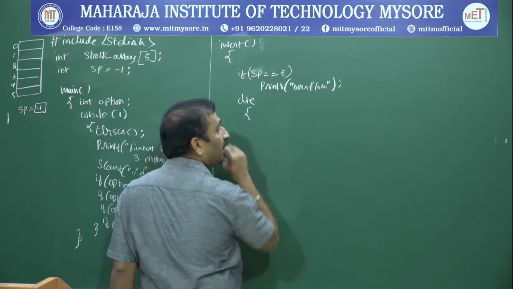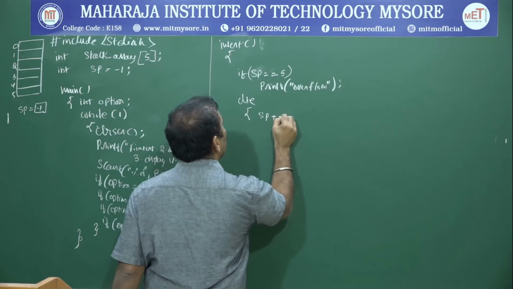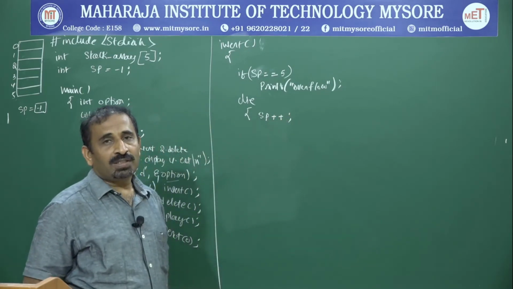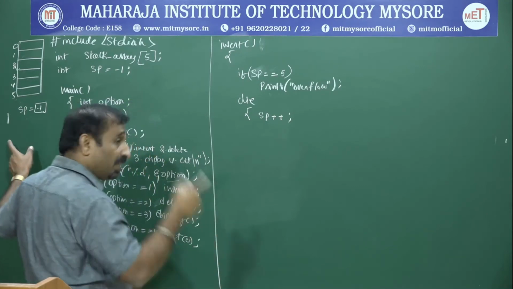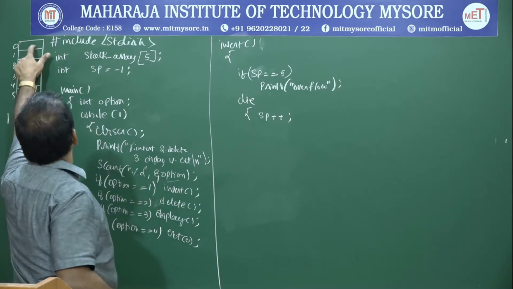First thing is increment the stack pointer. So therefore you do SP plus plus. You know this syntax. It increments the stack pointer by 1 position. Now what has happened? In this status, SP has become 0. It means you can do the insertion here.